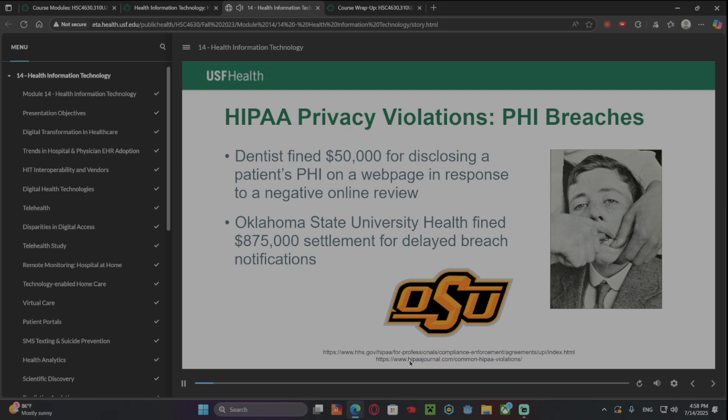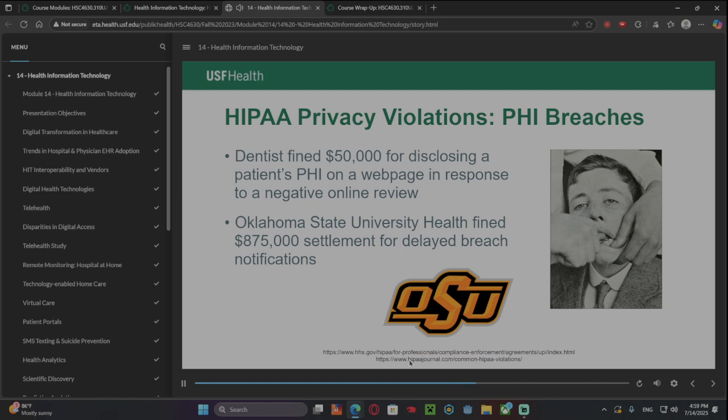Protected health information breaches refer to an unauthorized disclosure of sensitive and private health information. This can include medical history and treatment plans, test results, and other sorts of information. PHI breaches can be very serious, and in one instance, a dentist was fined $50,000 for violating the HIPAA privacy regulation. In this instance, a patient posted a social media review to which the dentist replied in defense of their practice with protected health information such as the potential diagnosis and other such protected health information.